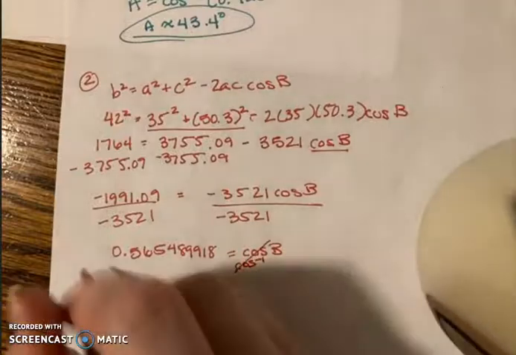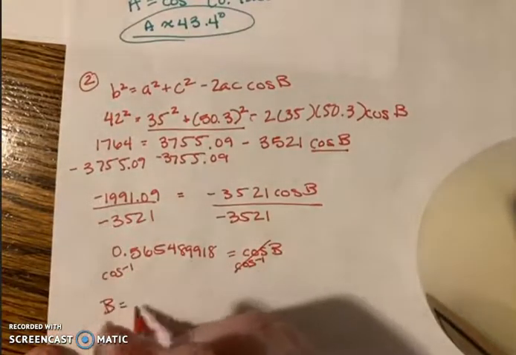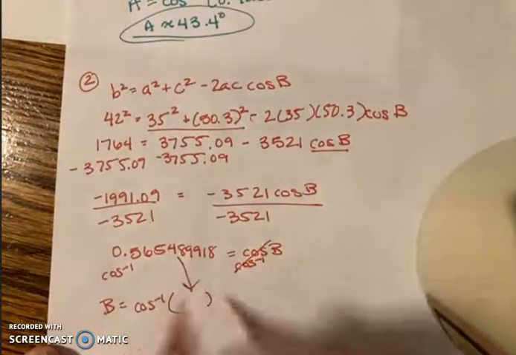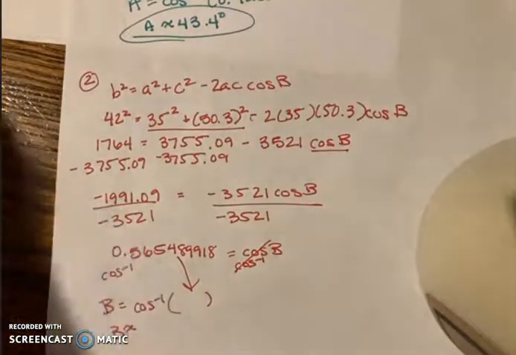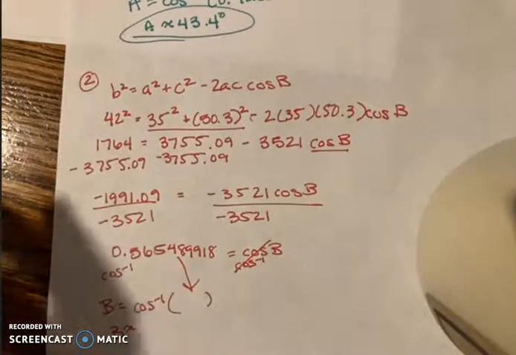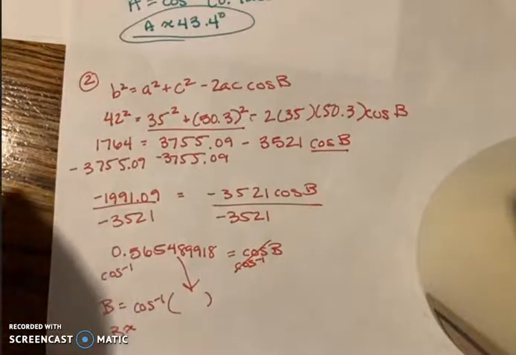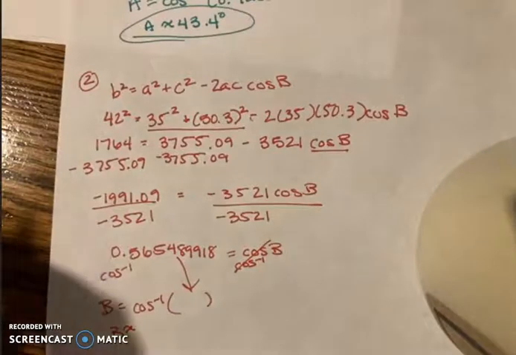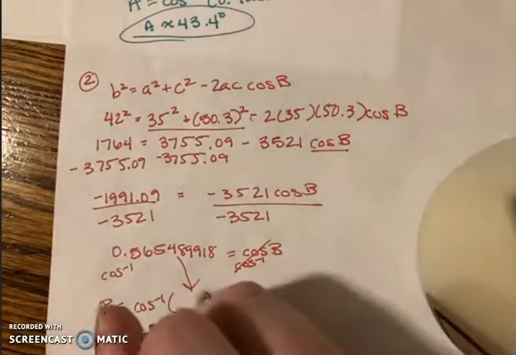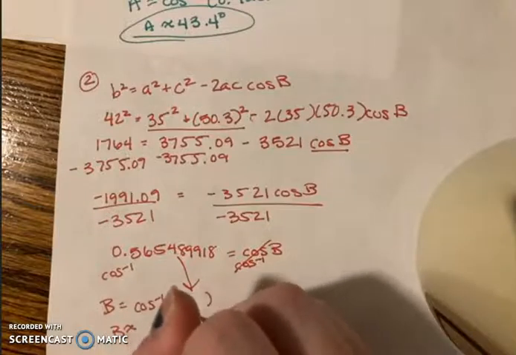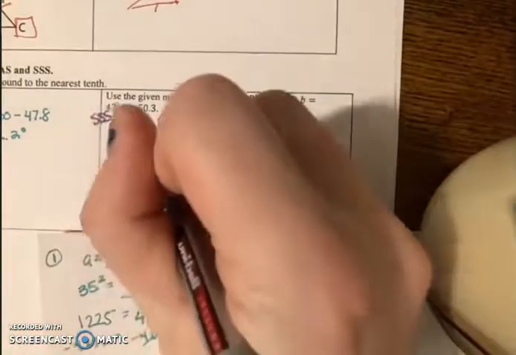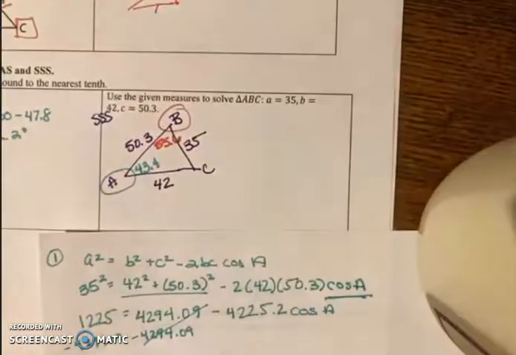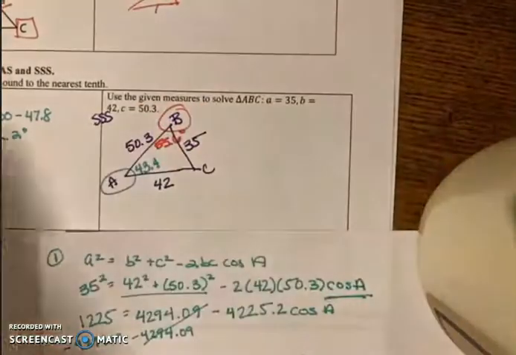To undo the cosine, I need to do cosine inverse. So B equals cosine inverse of that number right there. So B will be approximately, let me just plug this in. I hit second cosine, plugging in that number. 55.6 degrees. Okay, so I'm going to go back up here. We just found angle B, which is 55.6 degrees. I should have put degrees here before too.